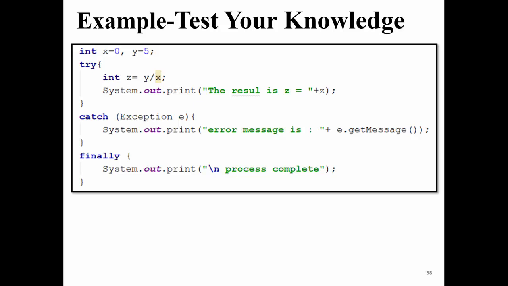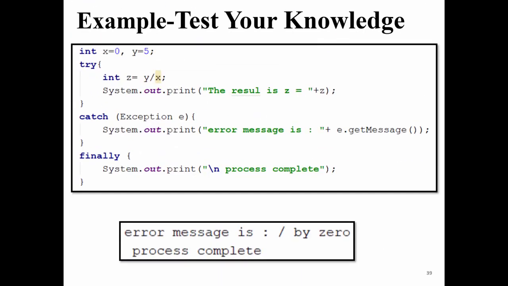And we have the finally part. So what do you think the output from this one will be? Will an exception be raised or not? As you can see, we're going to have a problem because we are trying to divide an integer value by 0, 5 divided by 0. So in this case, we will have an error message, divide by 0. This is the default message of the exception. And also we have process complete.